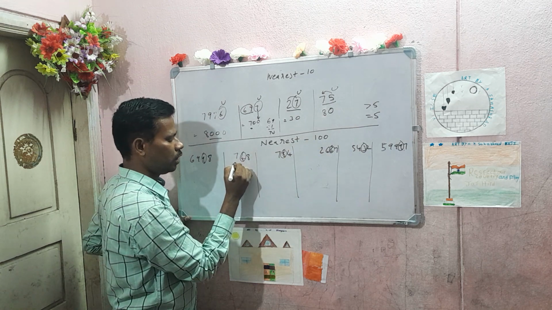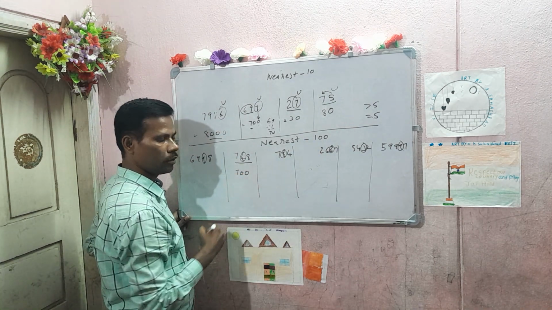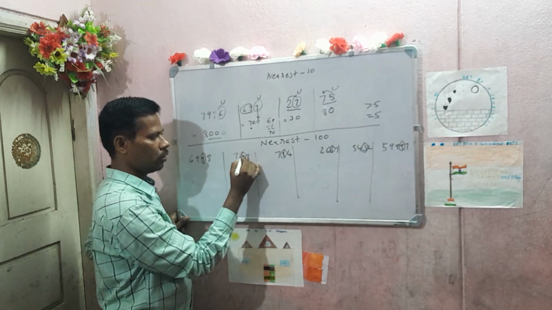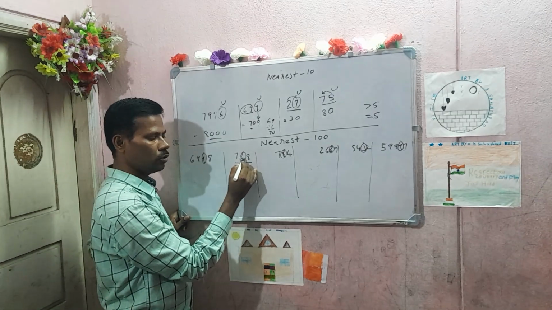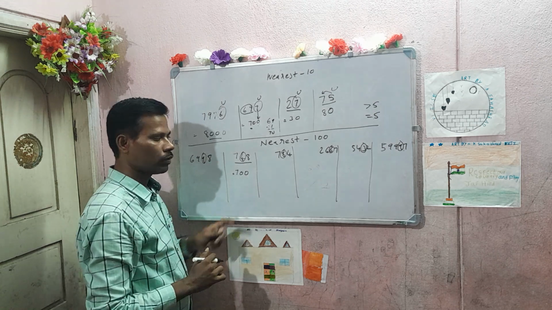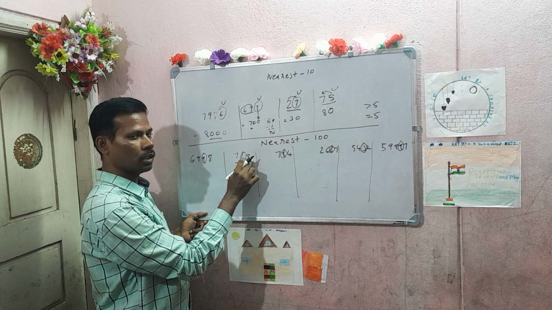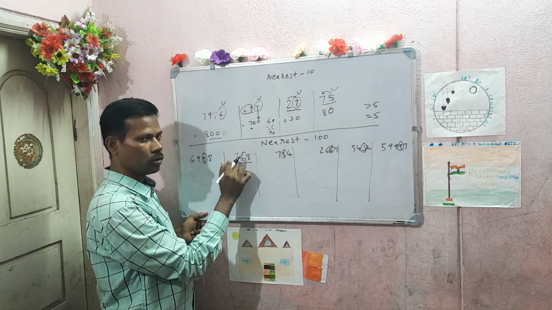Since it is nearest 100, underline this. So it is 700. The remaining places you have to fill with zeros, meaning the units and tens places, and this 7 will remain as it is. Once again, this 4 is less than 5. Don't add anything. So the units and tens places will become 0, and 7 stays.